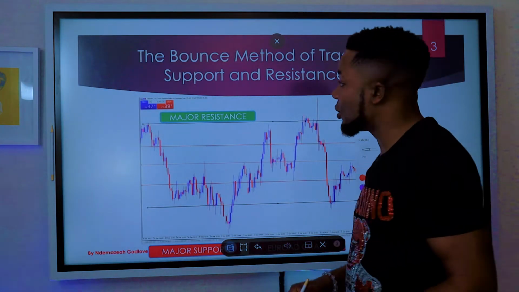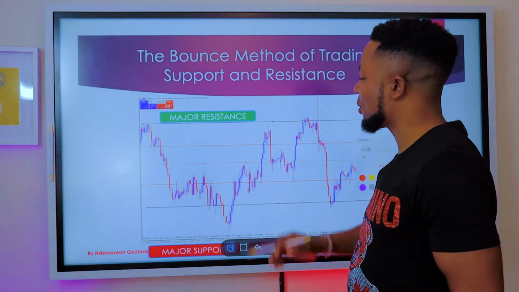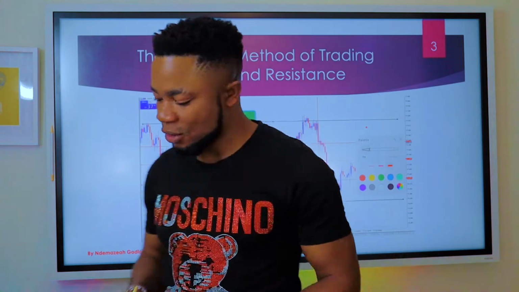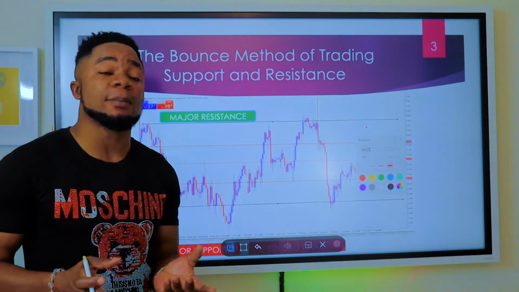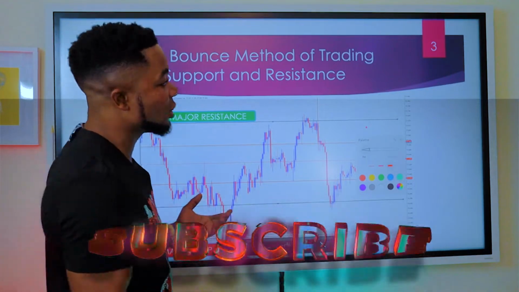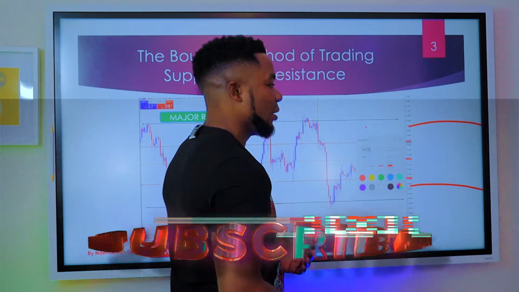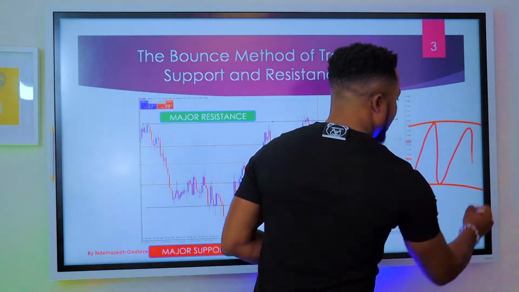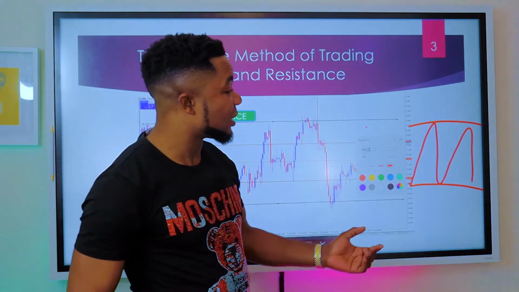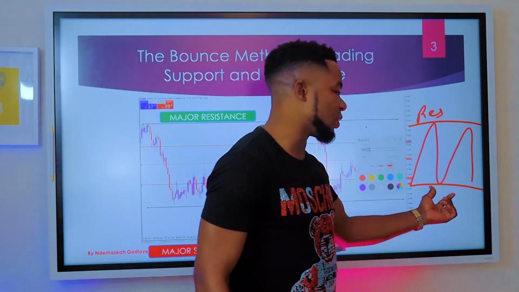Good. So on this slide, you see the bounce method of trading support and resistance. Anytime you hear of the bounce method of trading support and resistance, don't get confused. This is just what it means. For example, if I have my support and resistance, right? If my chart is bouncing here and here, the bounce method of support and resistance means if the market is on resistance, I'm waiting for it to come back to the support.